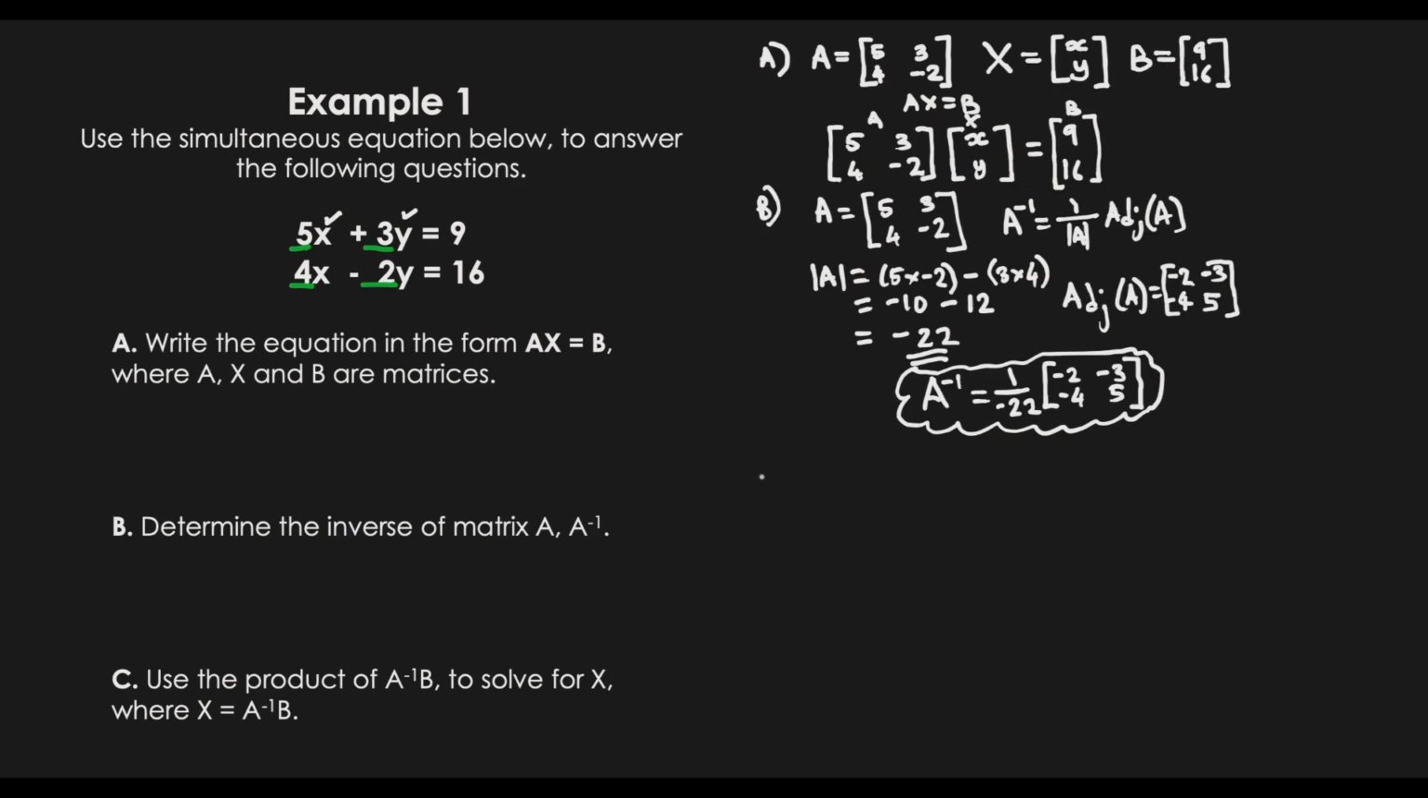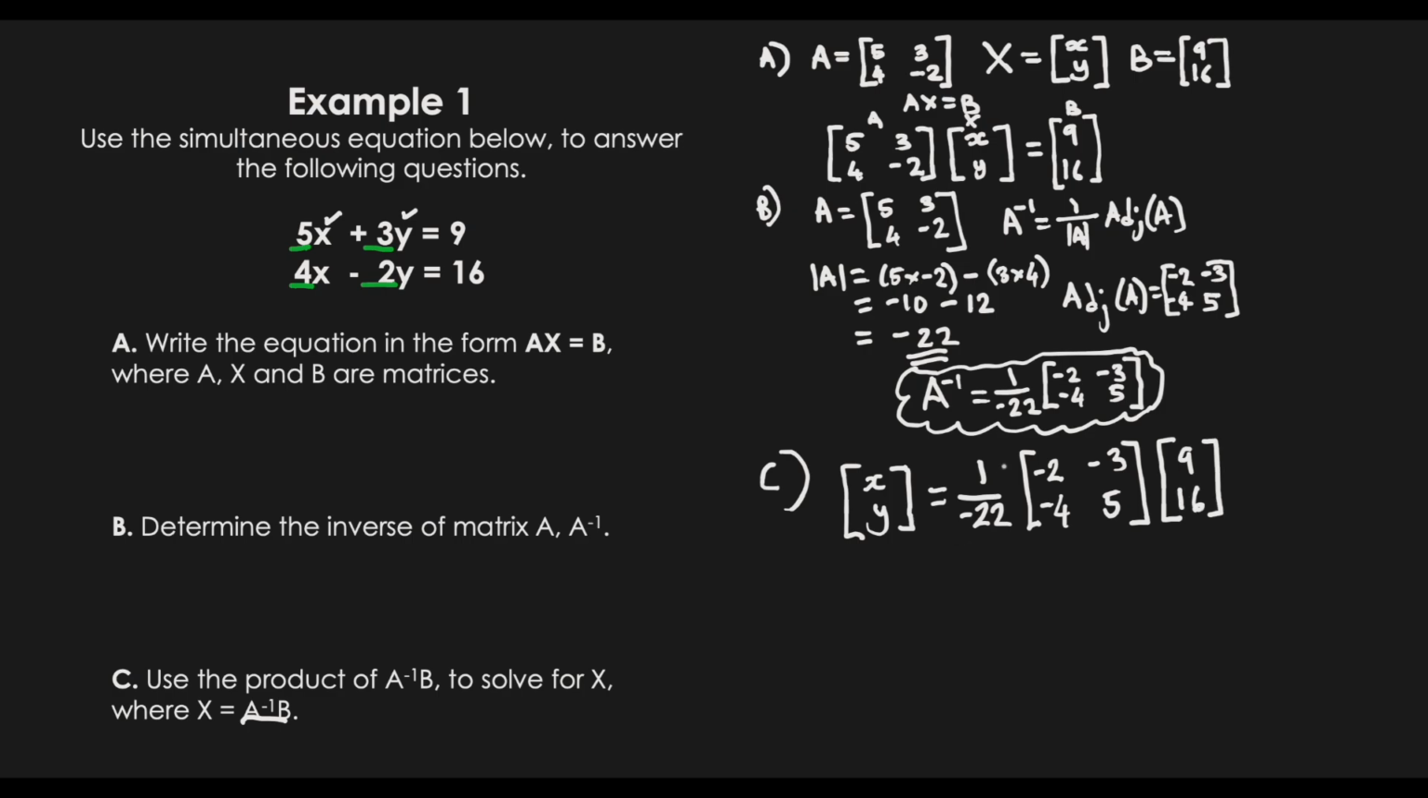So now we have part C, where we actually solve for what x and y is. In order to find the value of x and y, we have to multiply the inverse of A to B. So we know that this here represents x and y, which is what we're trying to find, which is equal to the inverse of A, which is 1 over -22. Then we have our numbers here on the side, -2, -3, -4, 5. And we're going to multiply that now to B. What is B? 9, 16. So now when I work this out, I should get my answers for x and y.